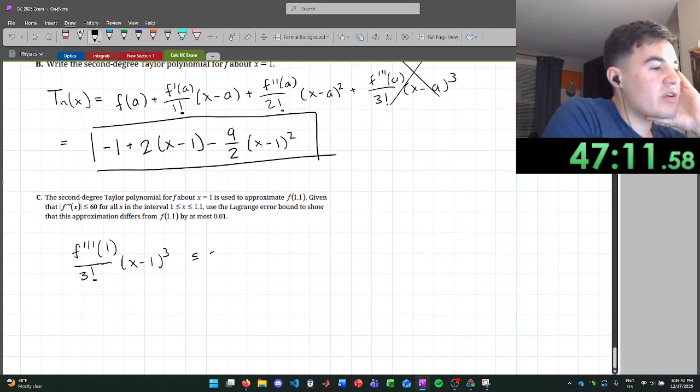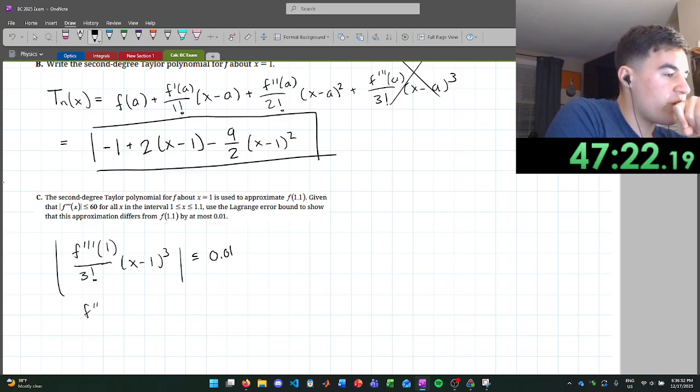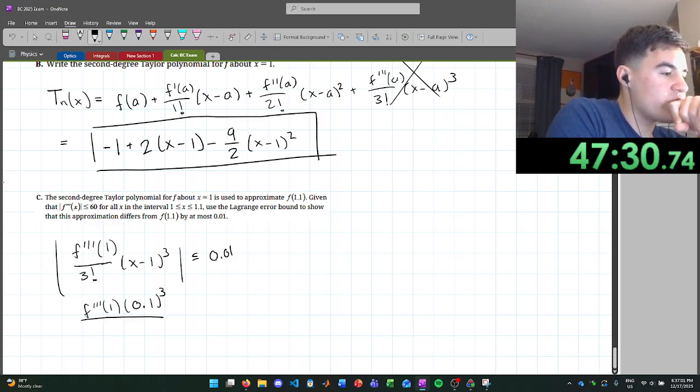We want to show that this is less than or equal to 0.01, or the absolute value of this is less than that, right? For 1.1. So we can plug in 1.1. We get f triple prime of x. Well, we don't really know how to deal with this term, times 0.1 to the 3 over 3 factorial, which is 6.